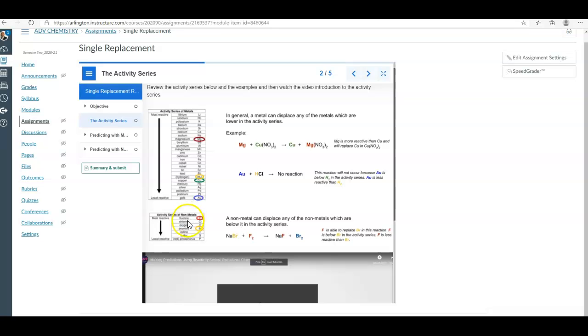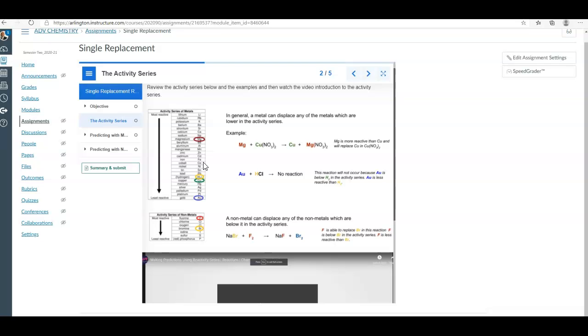Okay? Now, here in the activity series, hydrogen is part of the metals because hydrogen behaves like a metal. It's in group 1, although it's a nonmetal, but in most reactions, it gives away electrons, valence electrons.